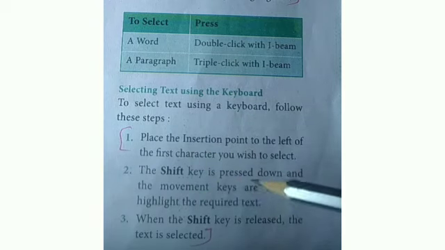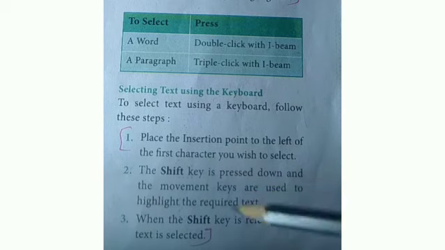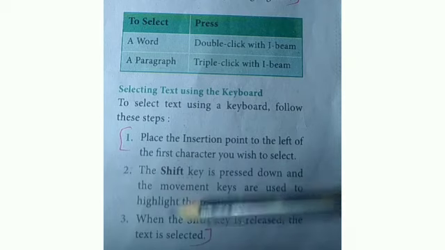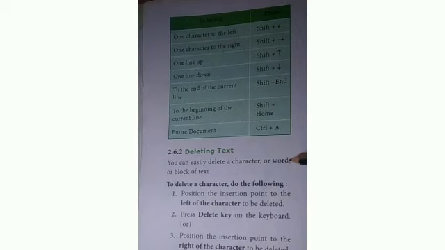And third, when the shift key is released after selecting the text, the text will be selected. If we want to select one character to the left, we use shift plus arrow key. For example, you have to select the letter D. We can use the key combination shift plus left arrow, and the D will be selected.